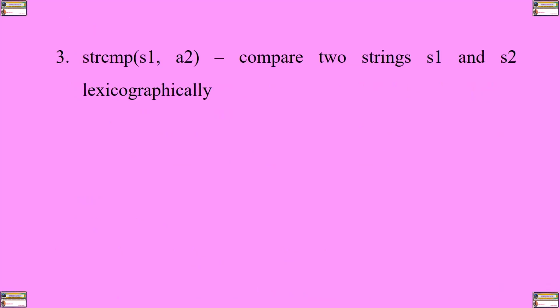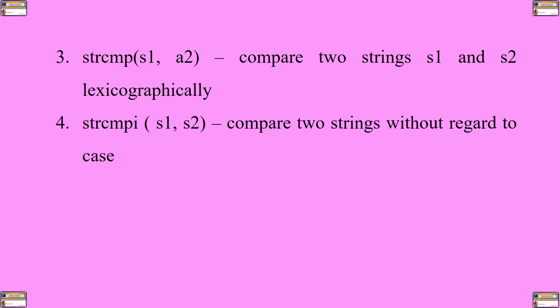Another function is strcmp. If you pass two strings, string 1 and string 2, into the function called strcmp, this function will compare the two strings lexicographically. Another function is strcmpi. If you pass two strings into it, for example, string 1 and string 2, this function will compare the two strings without regard to the case.